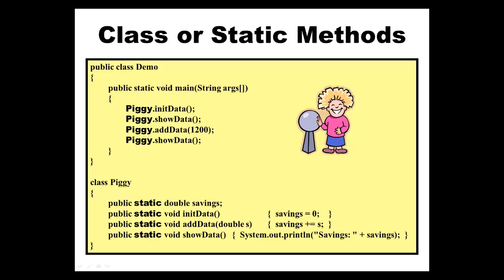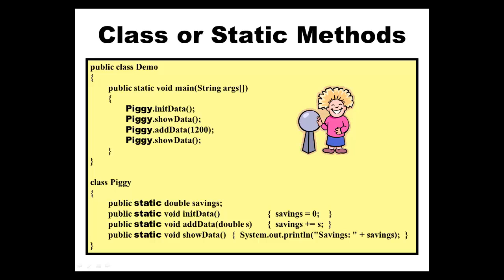If you look at the top under the class demo, there's our driving class. You'll notice that the methods initData, showData, and addData are called using the class identifier Piggy. So Piggy.initData runs the initData function, which sets savings to 0. addData adds value, in this case in the form of a formal parameter s, which is passed an actual value of 1200, to the original savings variable.